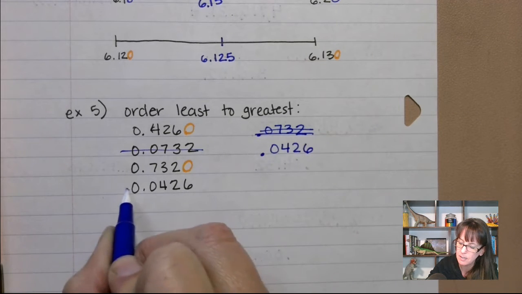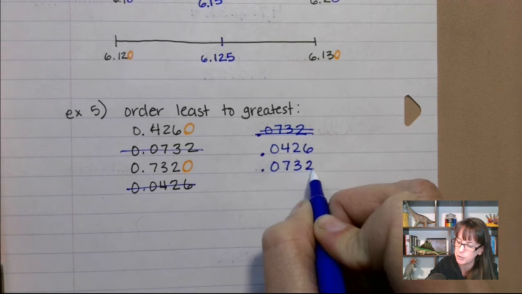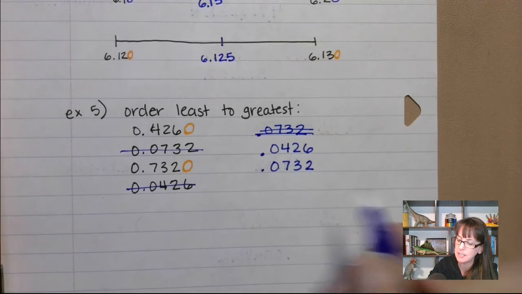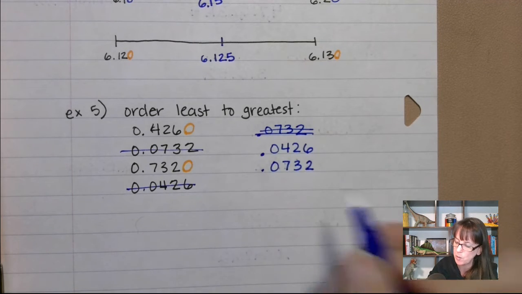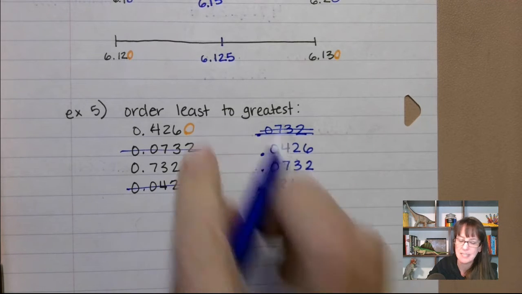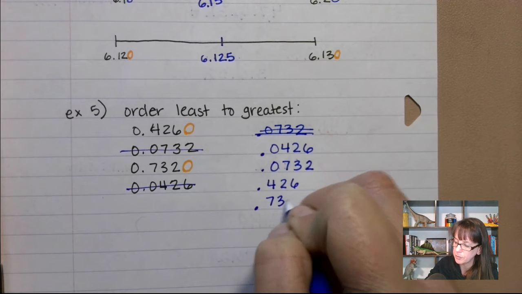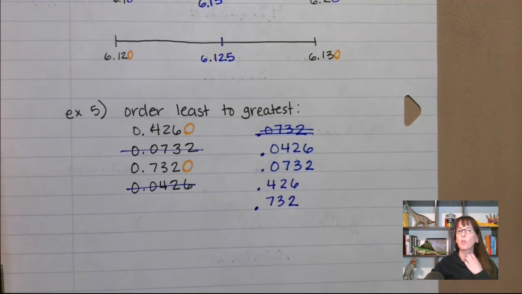0.0426. And then 0.0732. Now we have 4,260 and 7,320. So 426, and I won't add the 0 because it wasn't originally on there. And then 732. So that is the order that they go in from the least to the greatest.